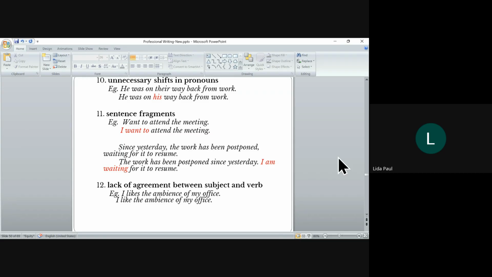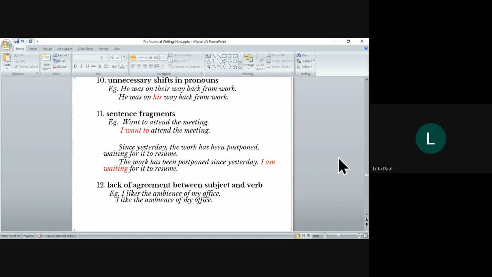Okay, sentence fragments. Please do not use sentence fragments in professional writing. Always write full sentences, right? From the context of the email, I have seen some people writing closing remarks in this way: look forward to seeing you. They'll simply write it like this. Look forward to seeing you.